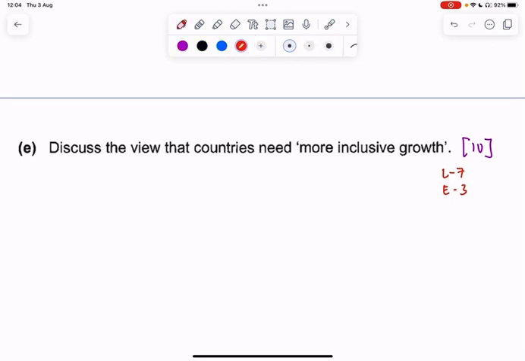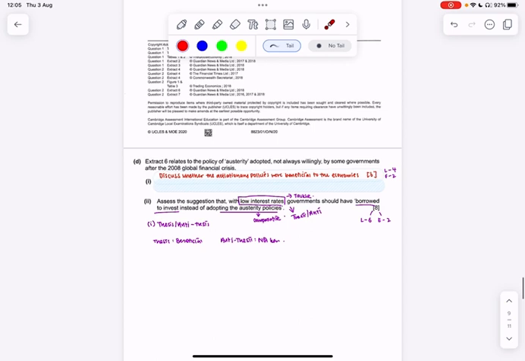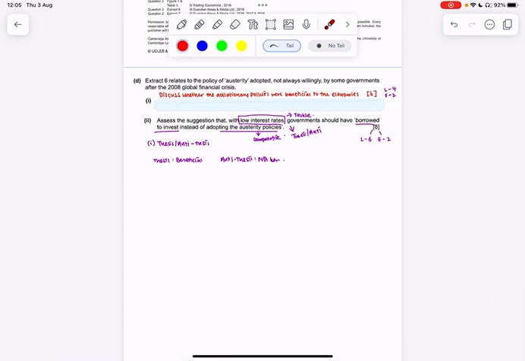So when I discuss the view, I know that countries need more inclusive growth. Straight away, I know this. If I were to rephrase this question, I can also say, do you believe that countries need more inclusive growth? So straight away, I know this is also the thesis-antithesis approach. I would just need one that says countries need more inclusive growth and countries do not need more inclusive growth. So now that we've roughly got an understanding of what we're looking for in the extracts, let's do the questions one by one. I'll start from part D, part 1 first.